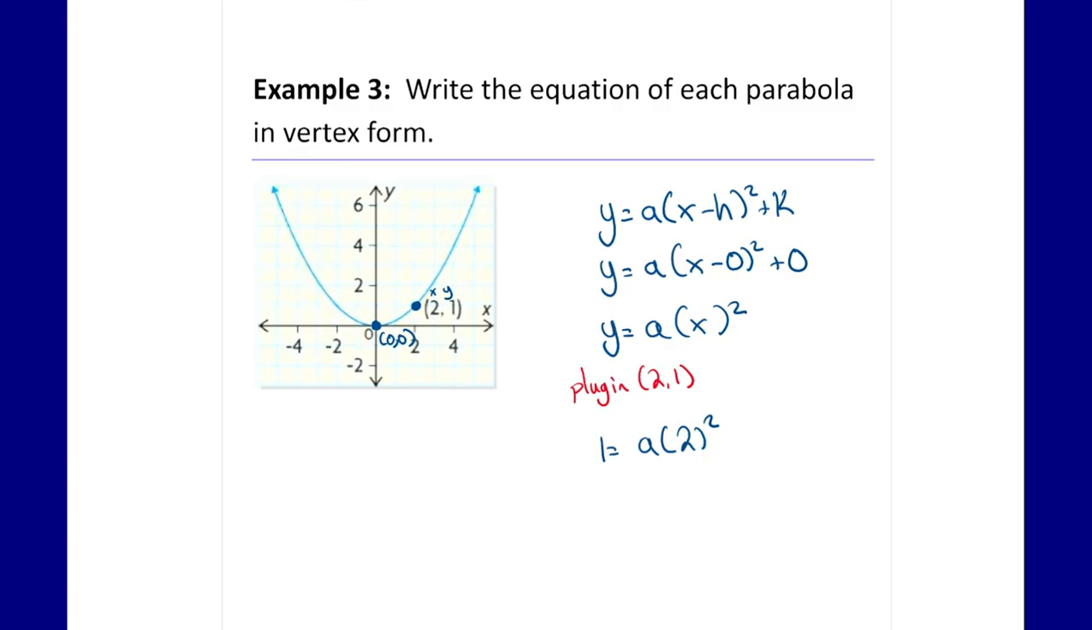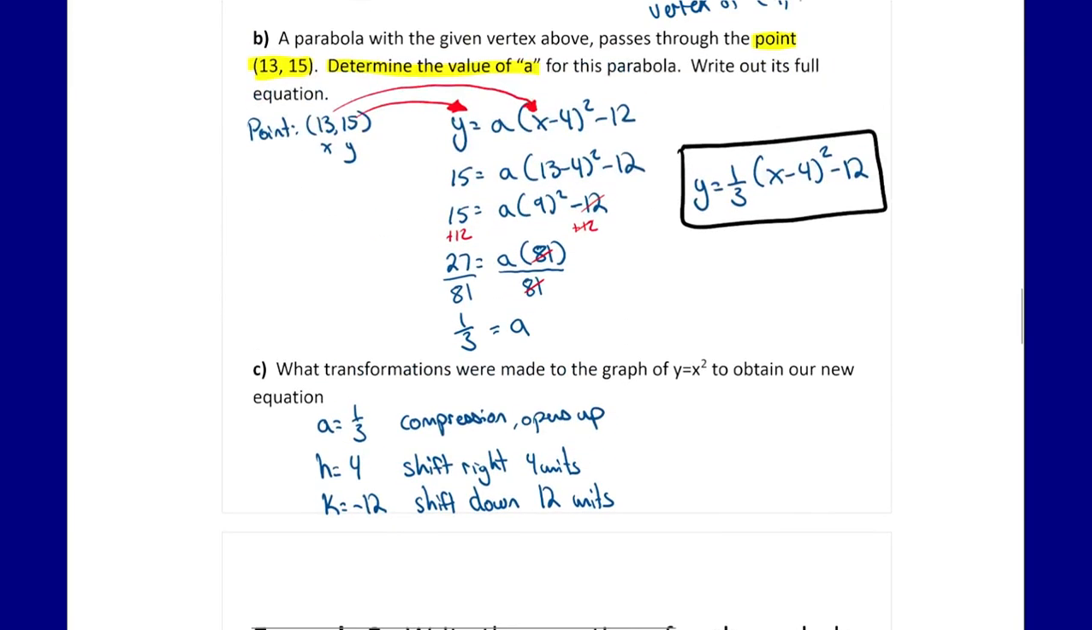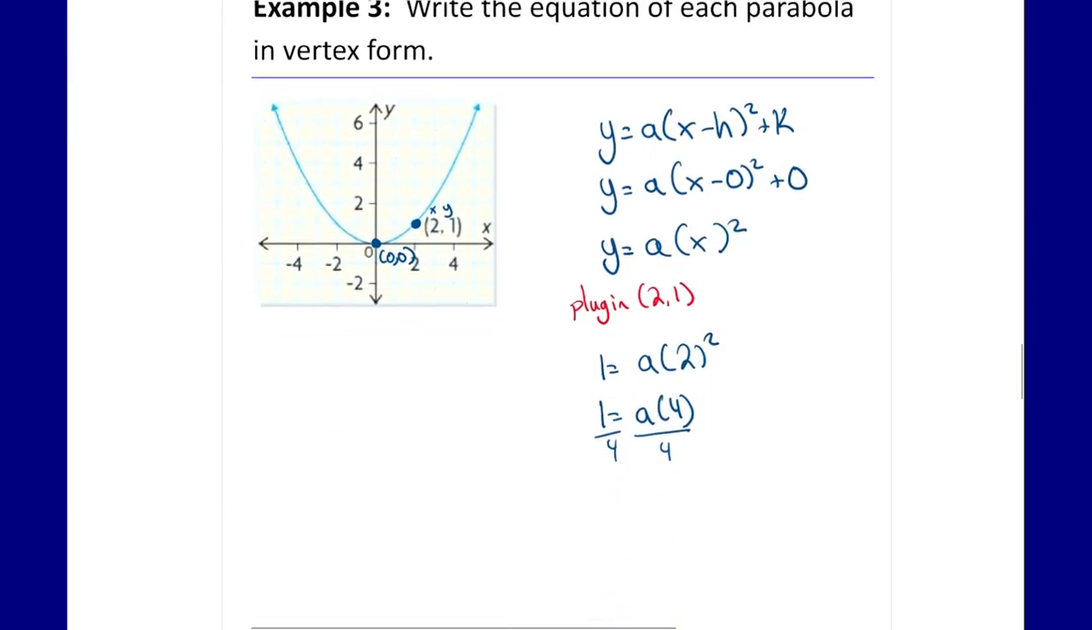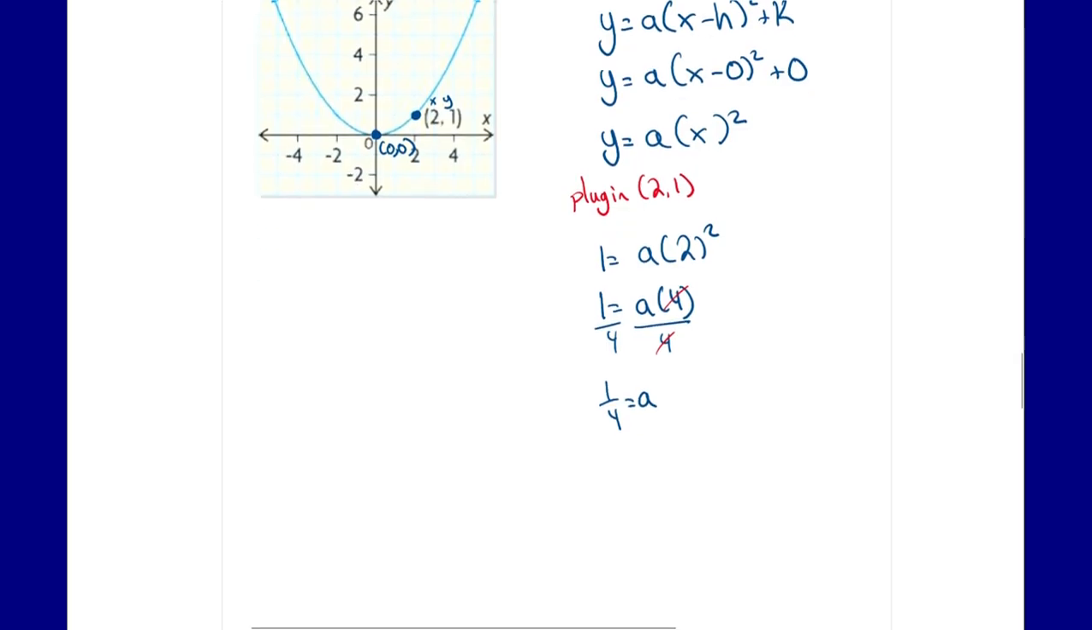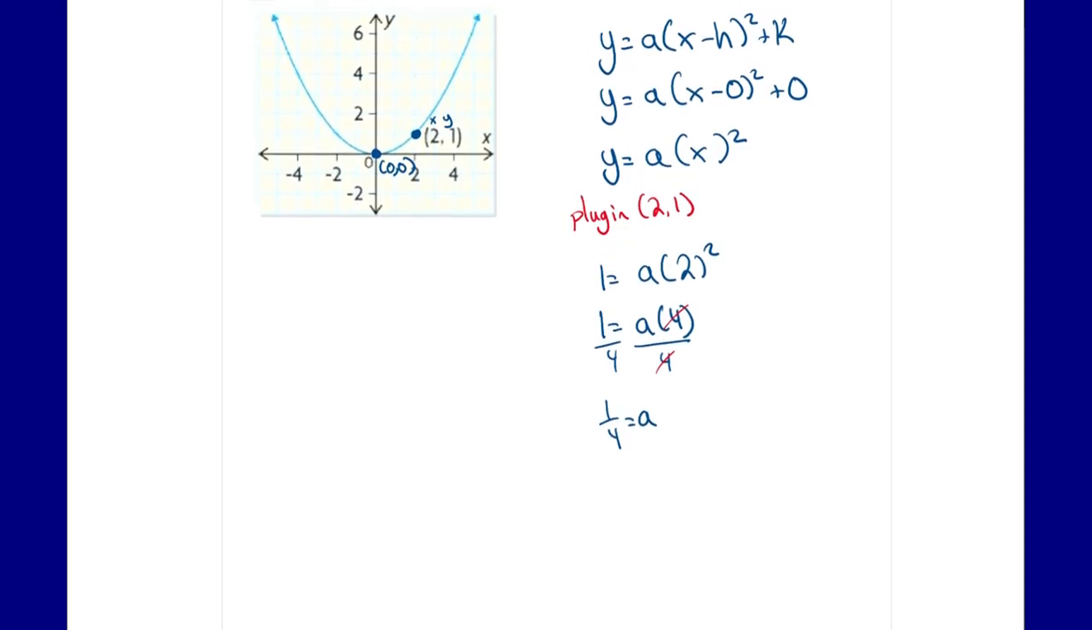I'm now going to solve for a. So 1 equals a times 4, or 2 squared, which is 4. Divide both sides by 4. One side will cancel out, and we're left with 1 over 4 equals a. Now I have my a value. I have my equation. I can add that in.